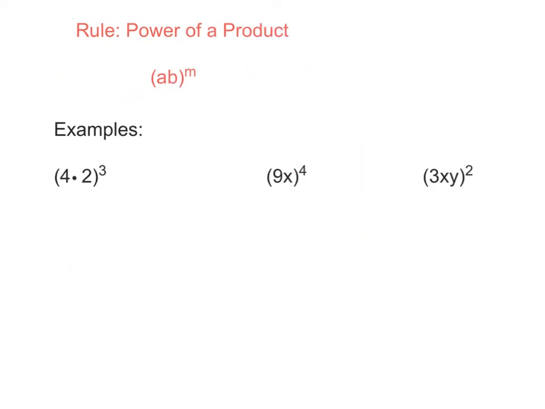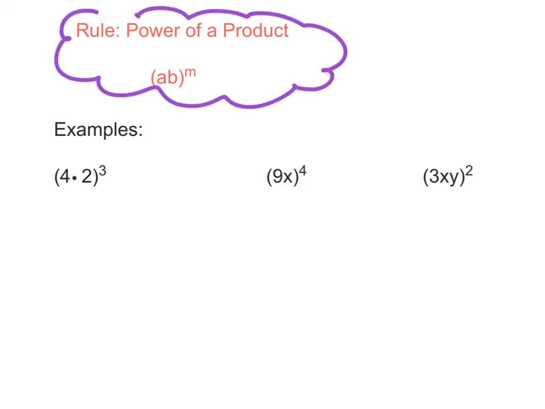Okay, and then the last power rule that we're going to learn in this lesson is the power of a product. Now, this is different than the product of a power, because what we've got here is a product, a multiplication situation, being raised to a power. So it's the power of a product, two things being multiplied. So let's investigate again what's going to happen by looking at this problem right here.